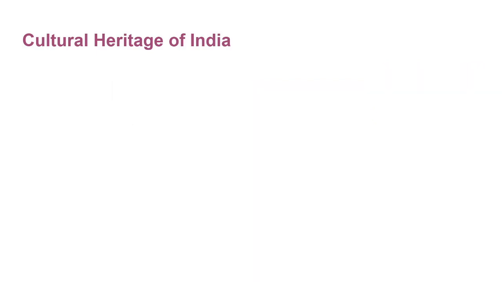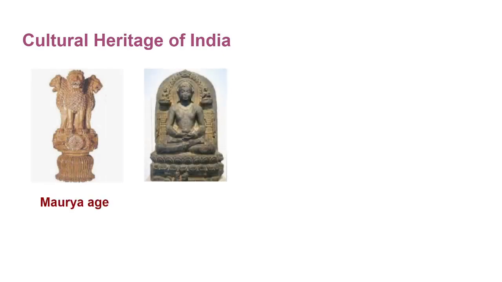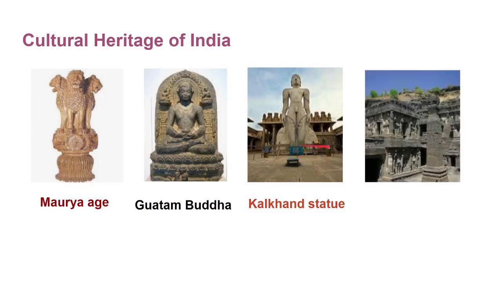Further, when we look at the figure of the bull or lion on an inverted lotus of the Maurya era, the statue of Gautam Buddha in a meditative form, or the Kalkhand statues of Jain Tirthankars, the caves of Ellora of the Rashtrakuta dynasty, etc. By seeing this heritage, we feel proud, glad, and also respect for our cultural heritage.